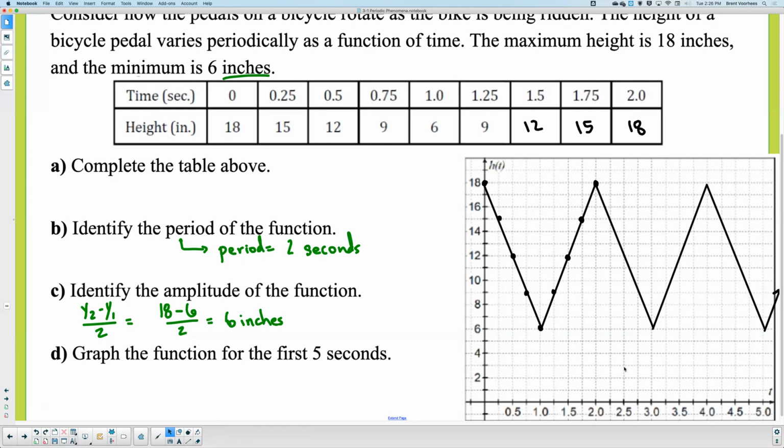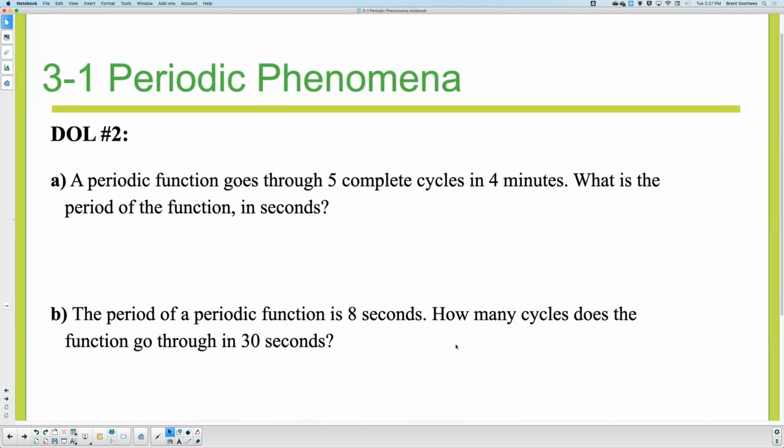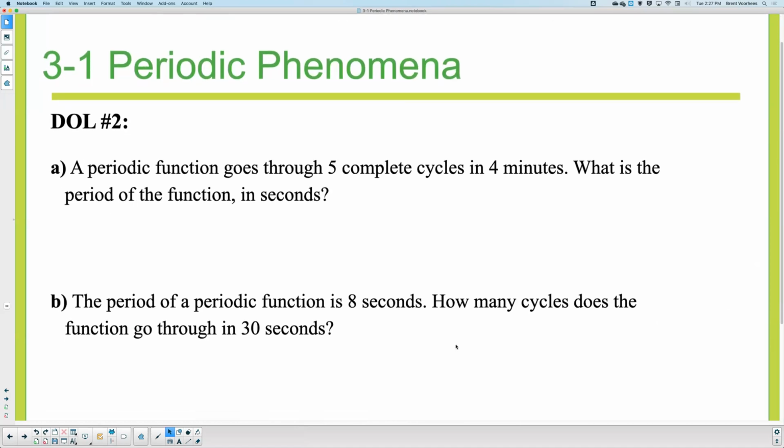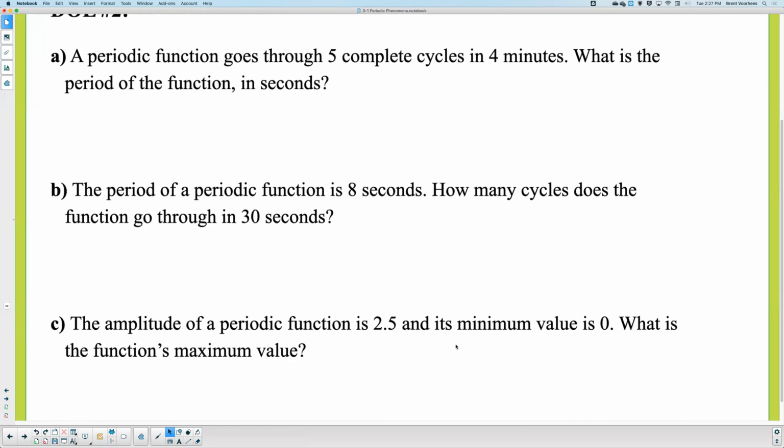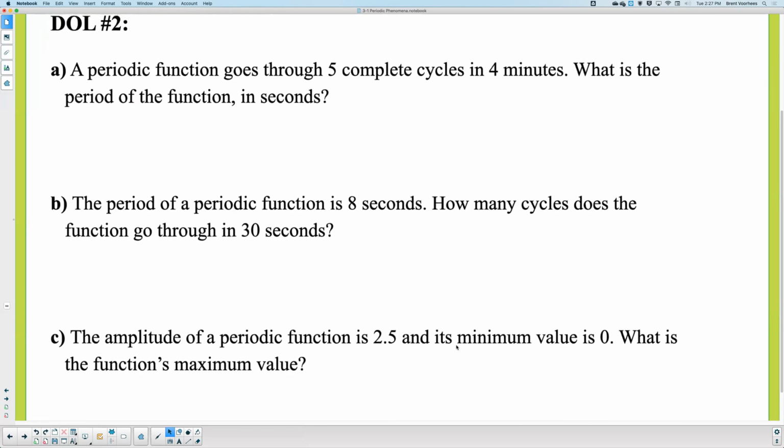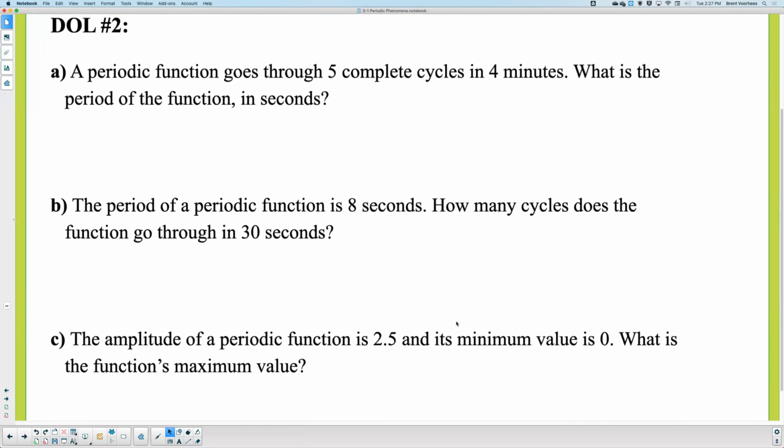Well, this brings us to our next DOL. So I'll give you a few moments. Do DOL number 2 here. These 3 questions. DOL number 2, just verbal representations. I want you to try to solve for this. Just as a reminder, this says minutes here, but you're supposed to find the answer in seconds. How many seconds are in 1 minute?